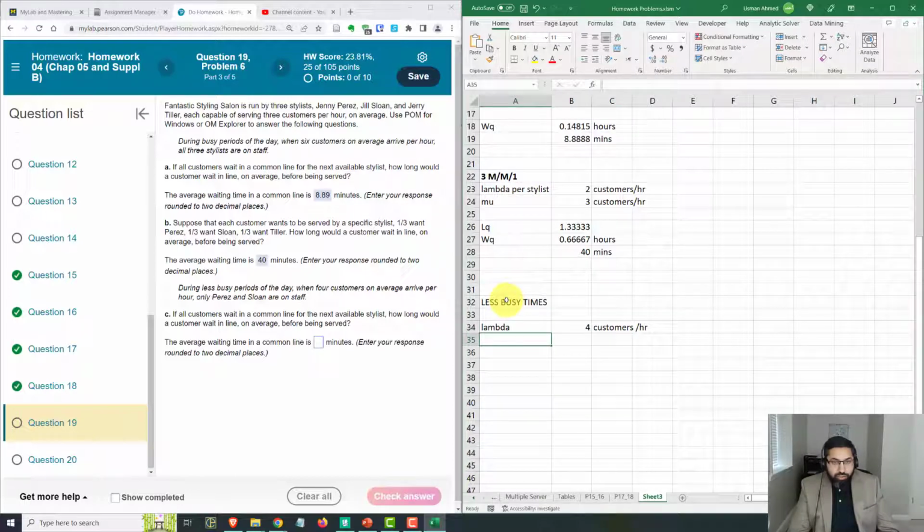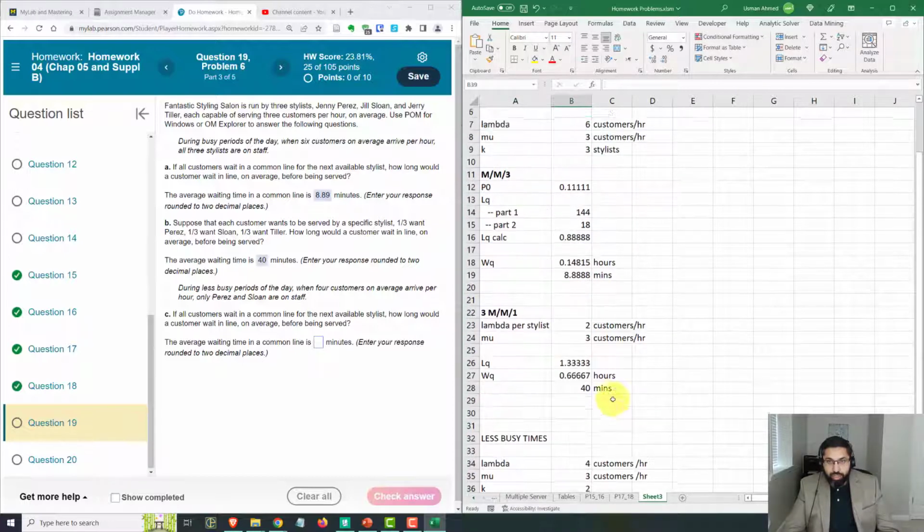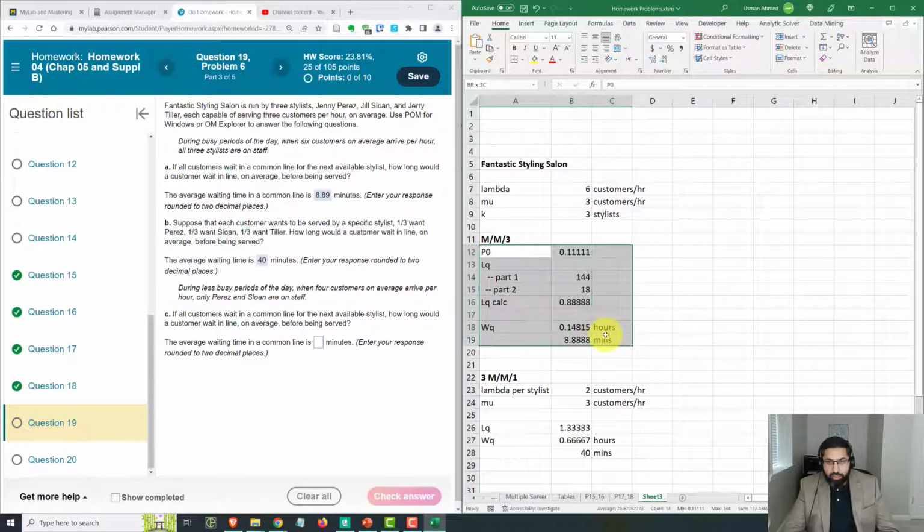And now we only have 2 stylists. So we have an MM2 system. So mu is still 3 customers per hour. K is 2. So your MM2 system. And what is WQ? Okay. So the easiest thing is we could redo the whole calculation here, but we did this huge calculation here. The easiest thing is just to change the K to 2 and the lambda to 4 and get the new P naught.